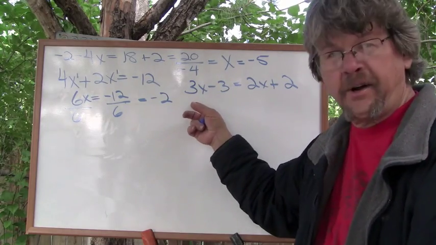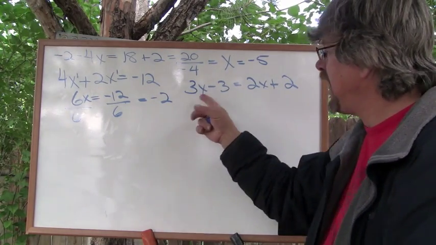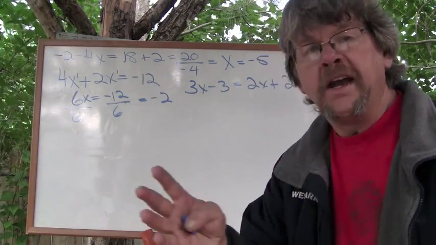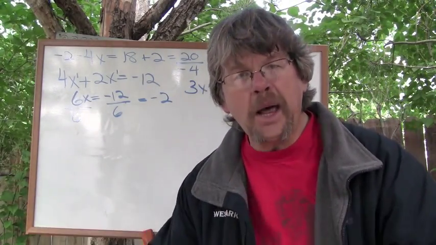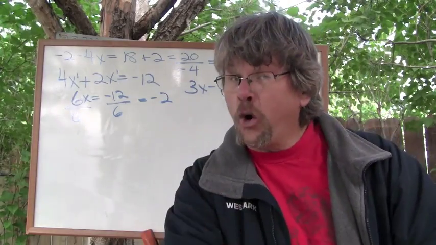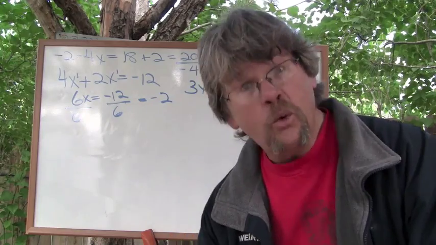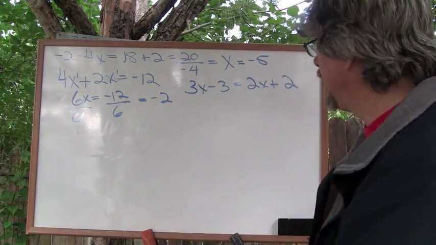True, we have a variable on either side of the equal sign, and we also have a subtract 3 and a plus 2. But watch. It's a matter of collecting like terms through the orders of operations that we already know how to do. Watch. It's easy.